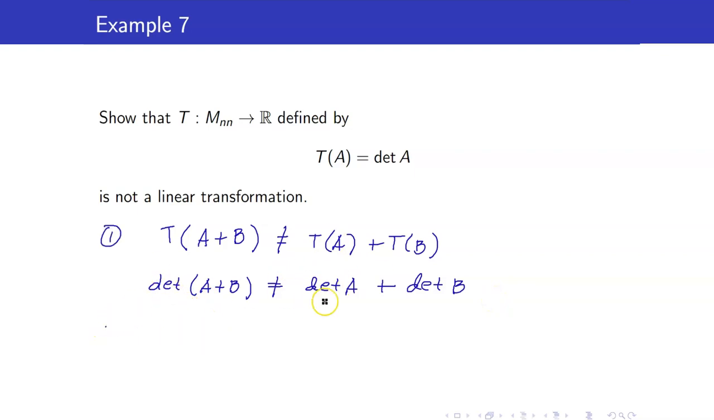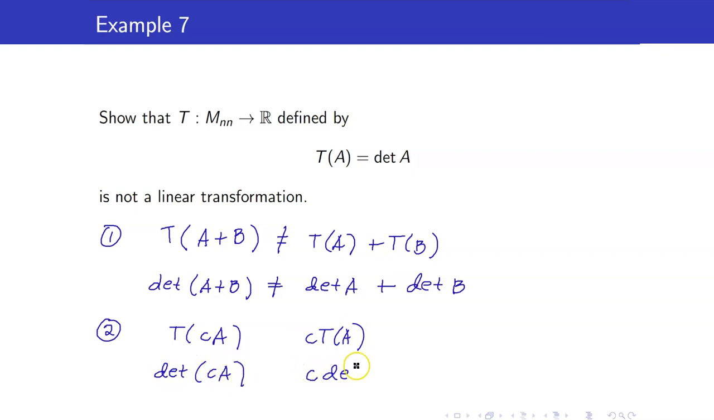Although we already know that this is not a linear transformation because the first property is not satisfied, let us still proceed with the second property. Is the second property satisfied if we have T of cA, is that the same as c times T of A? So we are asking ourselves whether the determinant of cA is the same as c times the determinant of A. No, these are not equal as well, because the determinant of cA is equal to c to the n times the determinant of A. So both properties are not satisfied. But then again, only one property is required to show that a function is not a linear transformation.